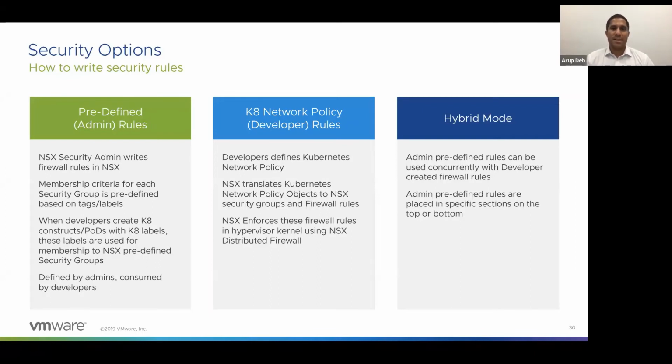The second one is for developers to actually create some of the rules. So what happens is that in Kubernetes, you have network policy. Inside network policy, the developers can actually put some rules there. So once container workloads are defined, then those rules are populated in NSX. And I'll dive into this a little bit more in the next couple of slides. The last one is a hybrid mode where the network admins will actually define some of the rules in the rule set, but developers can also go in and do network policy. So it's a hybrid way.